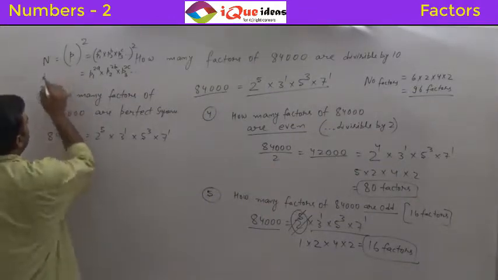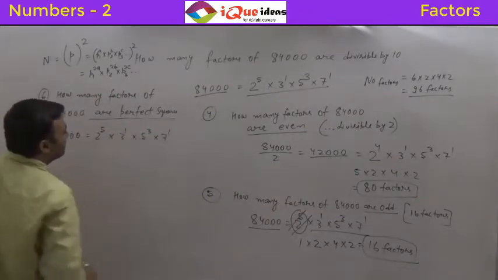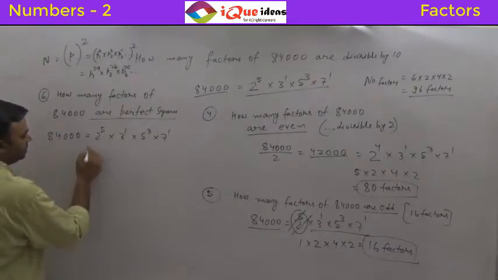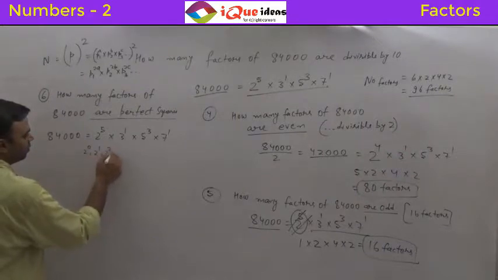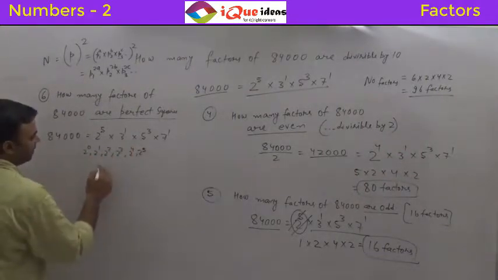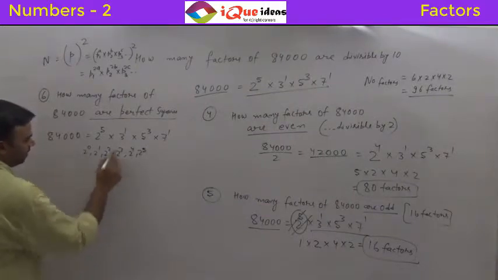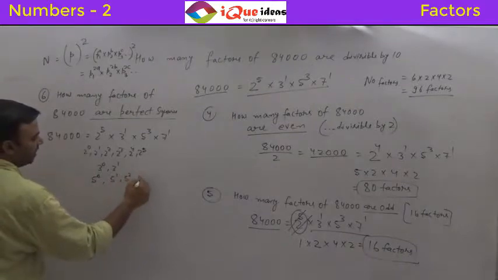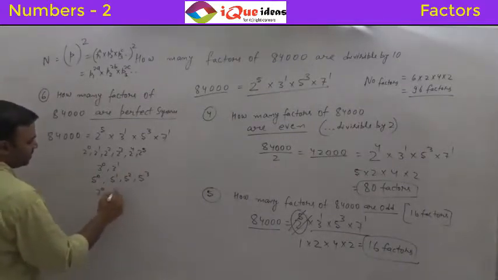We want our factors which are perfect squares. Okay? So what do we have to do? Here, what are the possible powers of 2? 2 raised to 0, 2 raised to 1, 2 raised to 2, 2 raised to 3, 2 raised to 4, 2 raised to 5. What are the powers of 3? 3 raised to 0, 3 raised to 1. What are the powers of 5? 5 raised to 0, 5 raised to 1, 5 raised to 2, 5 raised to 3. What are the powers of 7? 7 raised to 0, 7 raised to 1.